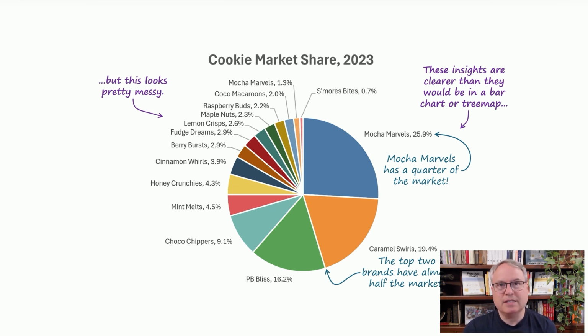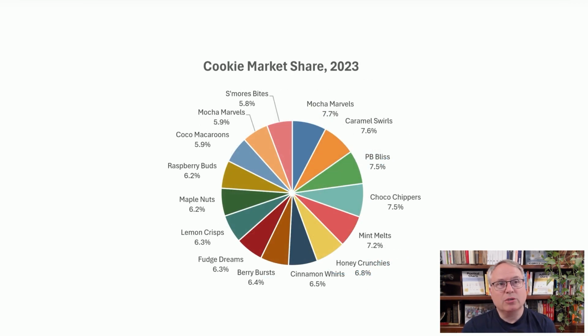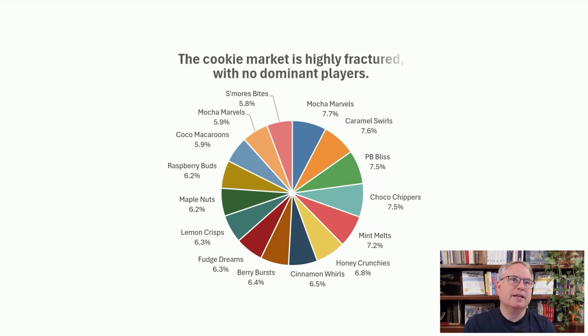But yes, admittedly, this does look a little messy. Is there a way that we could clean this up a little bit? Well, because those smaller parts in this case weren't really relevant to the insights that we needed to communicate, we could maybe get away with lumping them together into an all others category. And then we end up with a pie chart which is cleaner looking. But let's say we're not so lucky and we actually need to show all of the parts. Let's say our main message was that the cookie market is very fractured with no dominant players. We can't really hide any of the parts if we need to communicate something like that.